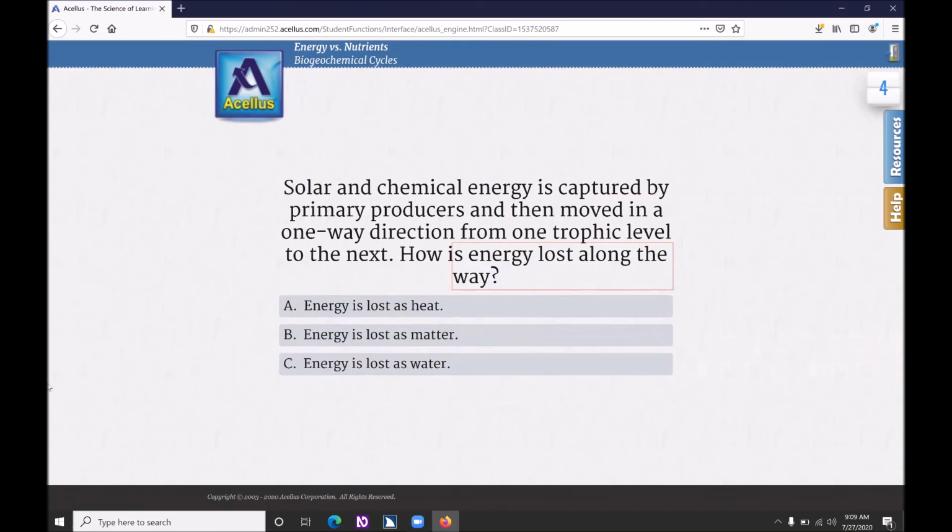Here's another one. Heading level 3. Solar and chemical energy is captured by primary producers and then moved in a one-way direction from one trophic level to the next. How is energy lost? Heading level 3 along the way. So this is an accessible question, and for some reason they seem to come after each of the videos' inaccessible questions, then accessible questions. But those inaccessible questions shouldn't even be there. So now that you know what an accessible question looks like, you can understand that the other question was actually very inaccessible.